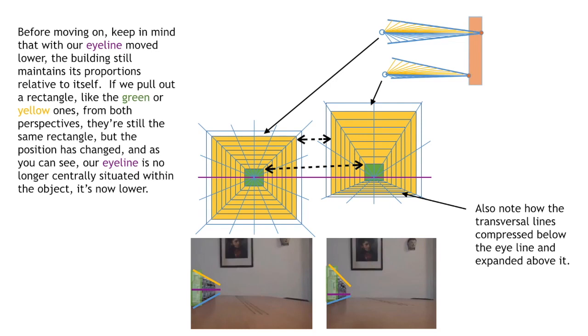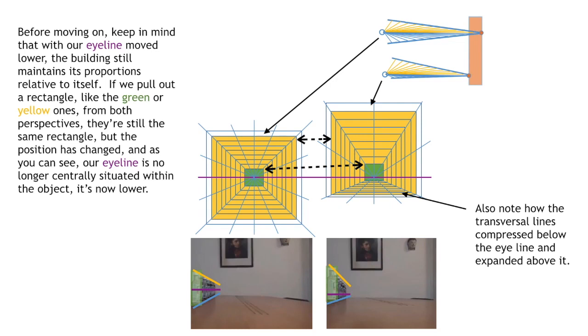And as you see, the eye line is no longer centrally situated within the object, it's now lower. So as we move our observer height down, the vanishing point moves down relative to the object, but the object itself maintains its proportions. So we can look at our bottle example the same way. The bottle is still the same bottle. It's just viewed at a different compression rate.